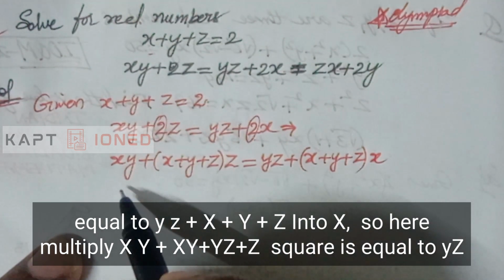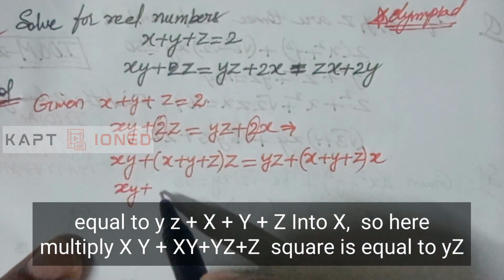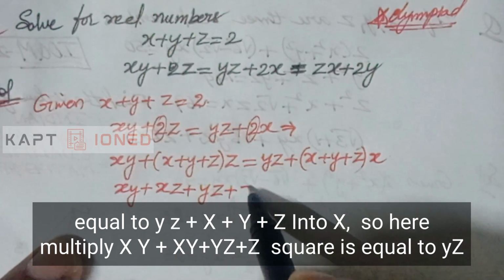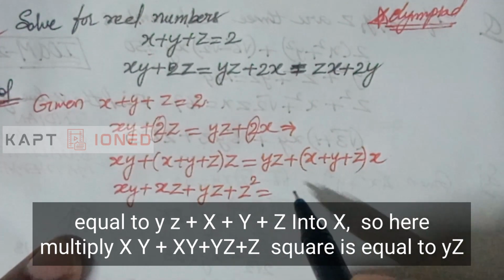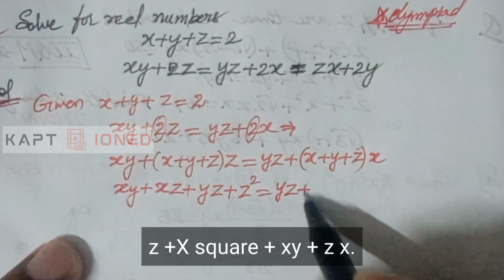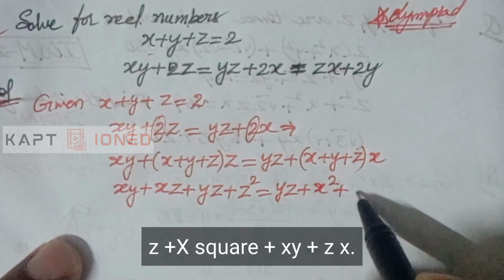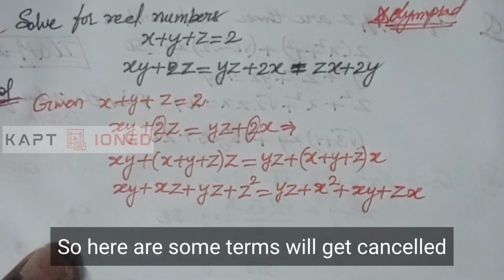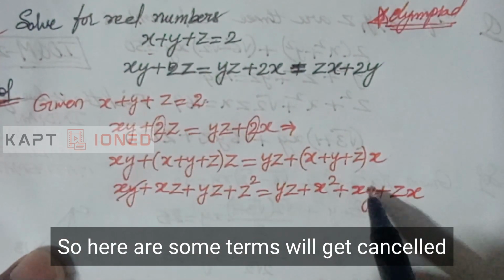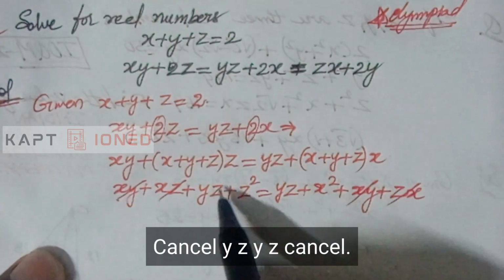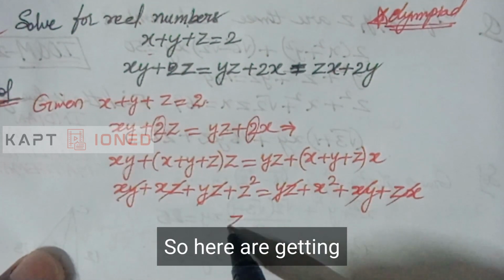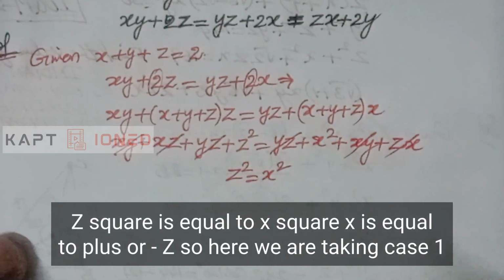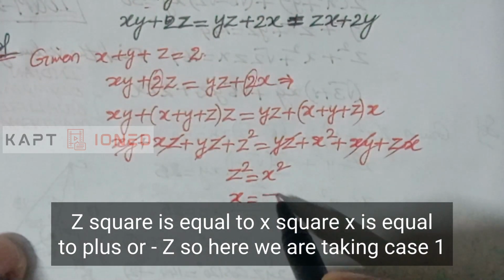So here if you multiply, xy plus xz plus yz plus z square is equal to yz plus x square plus xy plus zx. So here some terms will get cancelled. xy cancelled, xz cancel, yz cancel. So here you are getting z square is equal to x square. So here x is equal to plus or minus z.